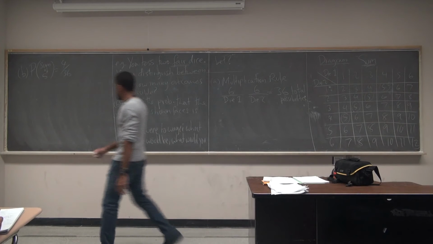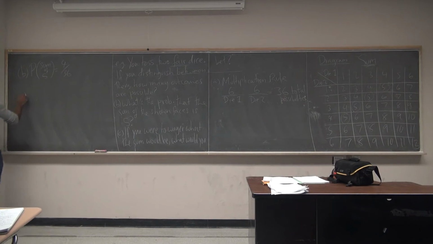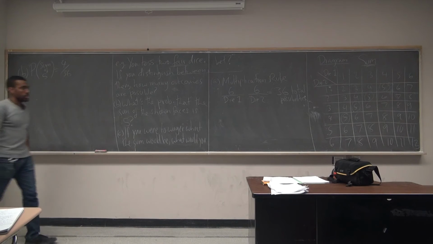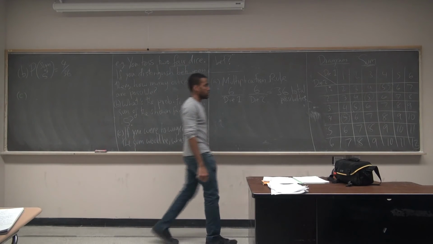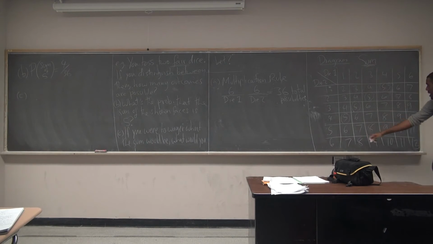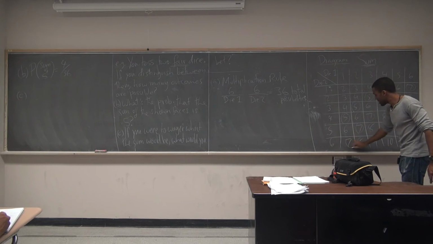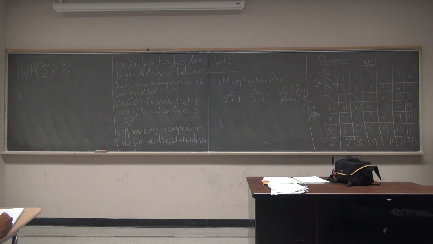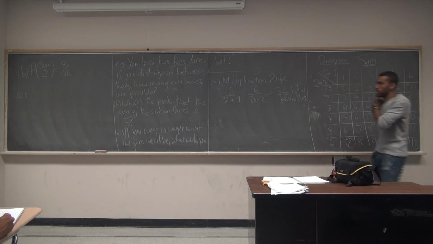C, if you were to bet what the sum would be, what would you bet it is? 7. Why 7? It's the most likely. It's the highest number, right? The 7 goes along the main diagonal. There are 1, 2, 3, 4, 5, 6. Right? That's the most. That's the guy with the most possible outcomes.